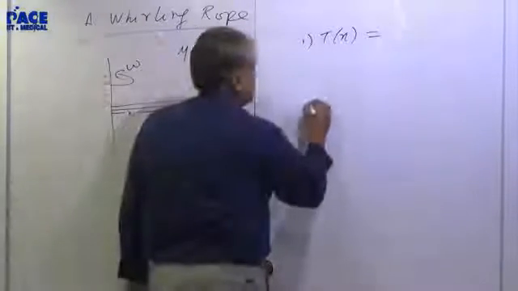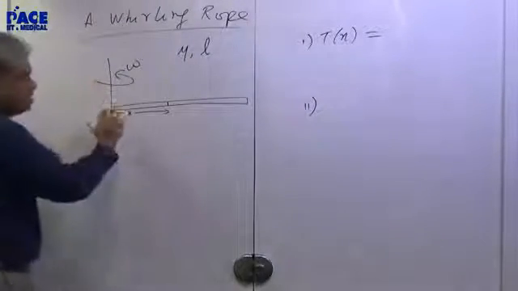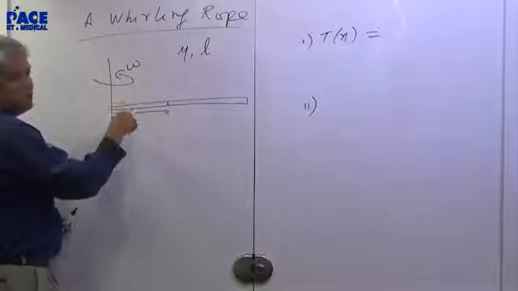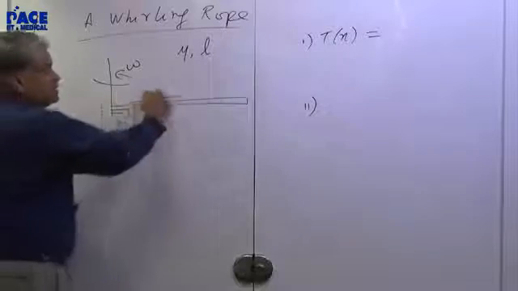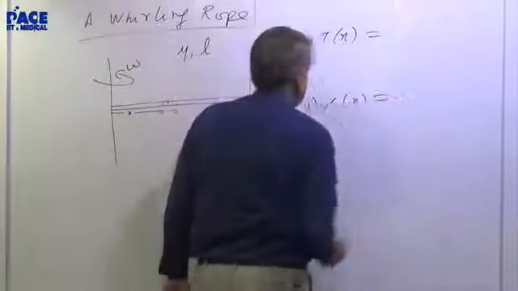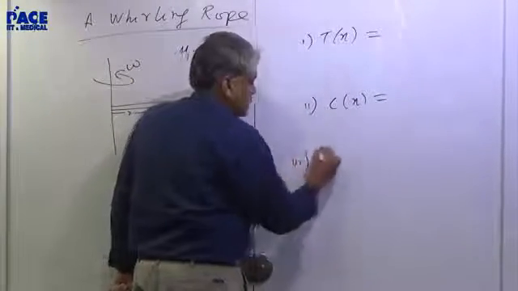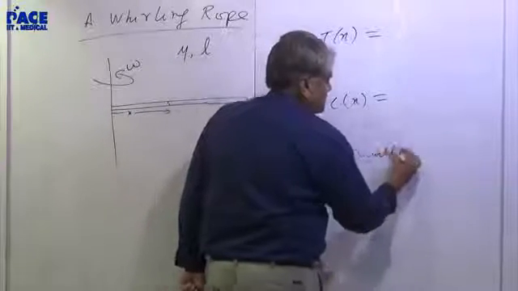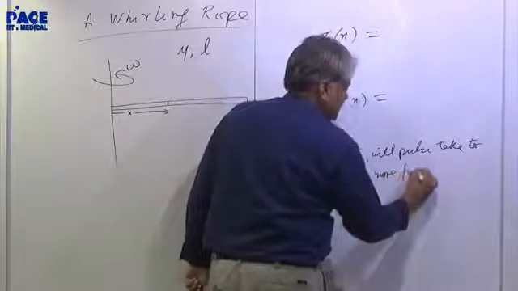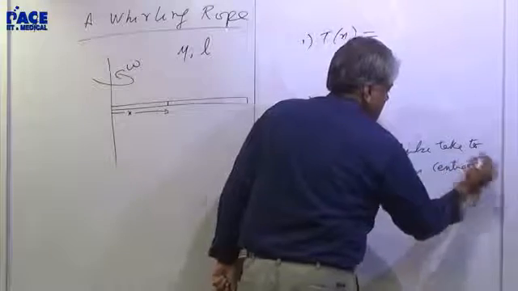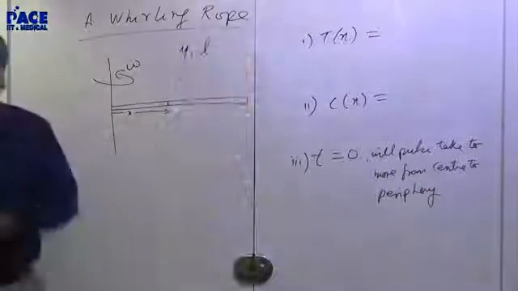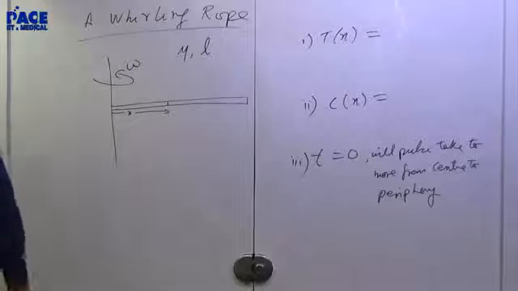What is the speed of a pulse? What I'm going to do is generate a pulse here, and this pulse will travel out. So if you pluck it like that, like we pluck the string of a guitar or sitar, a pulse will go like this. So what is the speed of the pulse at a distance x? And lastly, how much time will the pulse take to move from center to periphery? These are the questions.